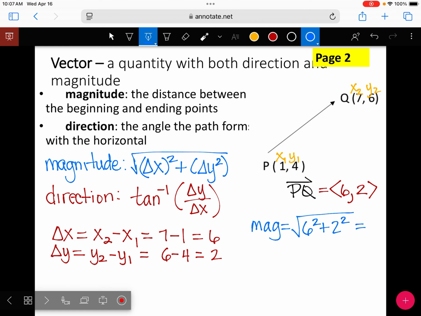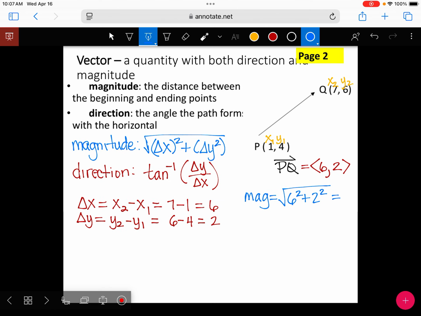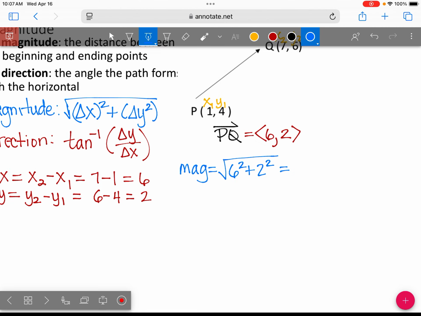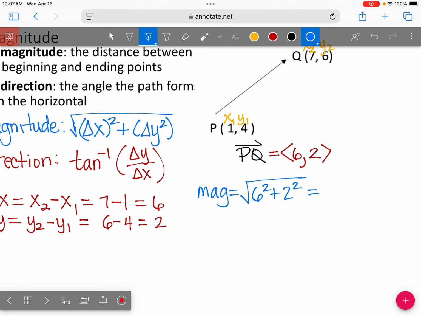And again, feel free to pause the recording at any time. But 6 squared plus 2 squared would equal the square root of 40, which simplifies down to 2 root 10. I would also accept that as a decimal.